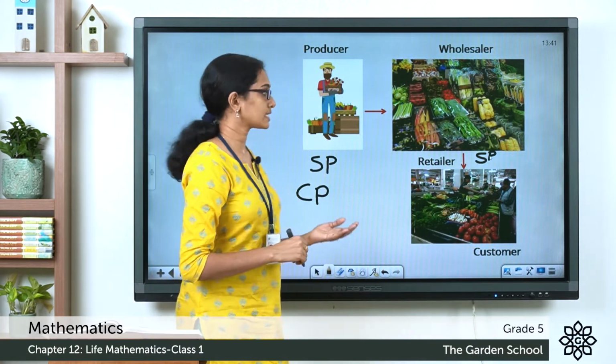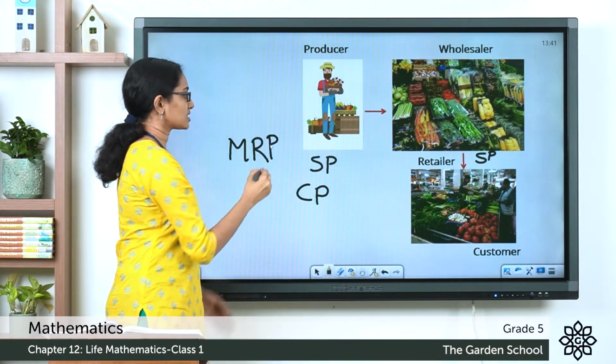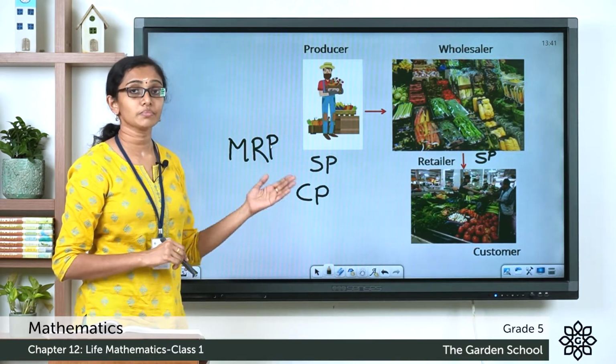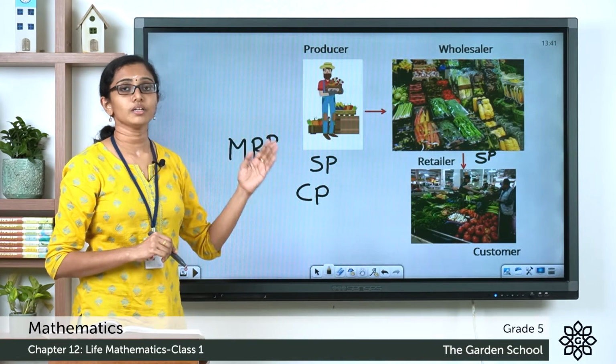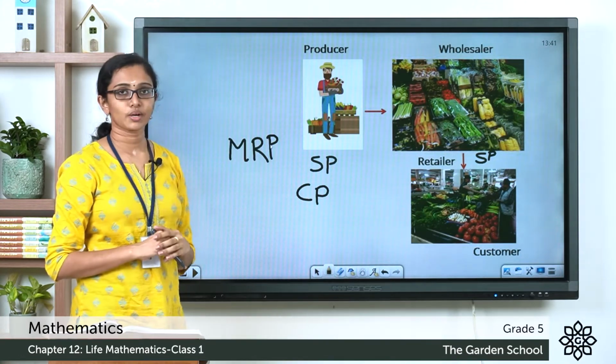You might have seen this term MRP when you buy something. This is the short form for maximum retail price. It is the maximum price at which something can be sold to an end customer. So I hope you're clear with these concepts.